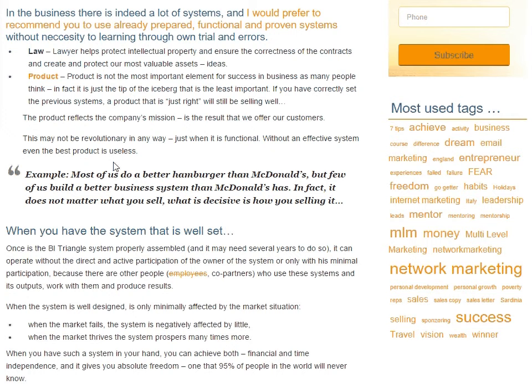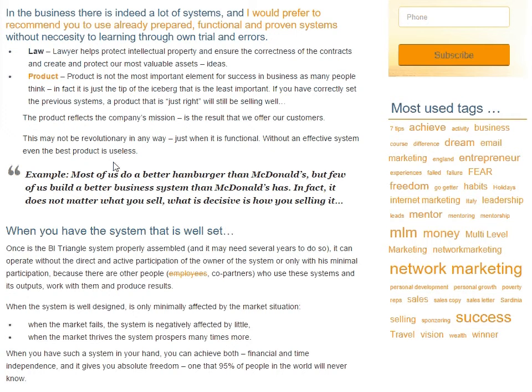When you have a system that is well set, once the BI triangle system is properly assembled, and it may take several years to do so, it can operate without the direct and active participation of the owner, or only with minimal participation, because there are other people, employees, co-partners, who use the system and its outputs, work with them and produce results.